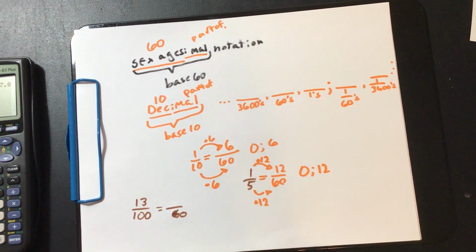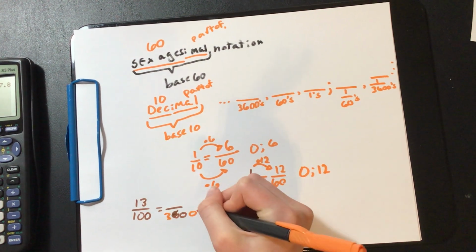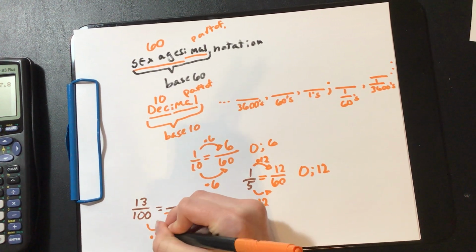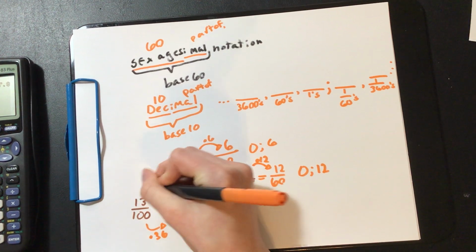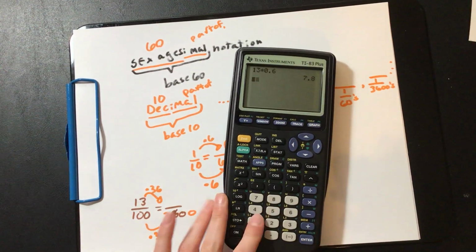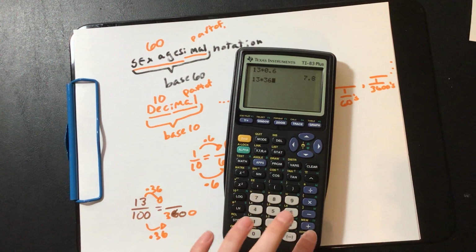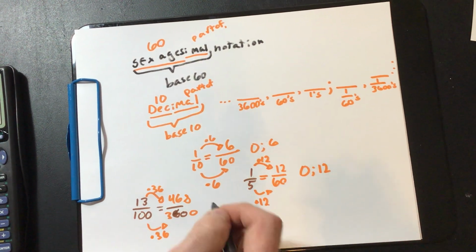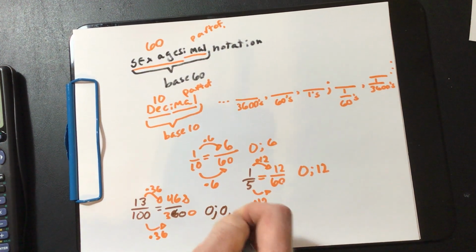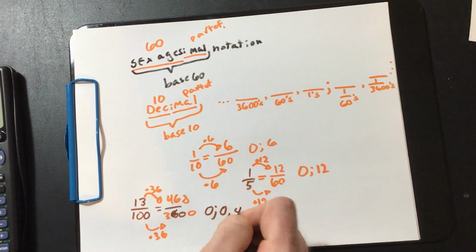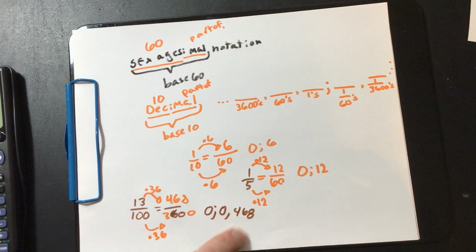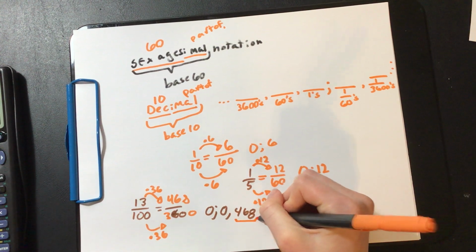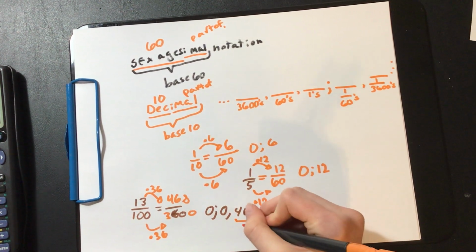Okay, so instead of using 60 there, what can you use? 3600. So that would be times 36. Now 13 times 36 is 468. Great. But we've run into another problem. Right now this would look like 0 semicolon 0 because there's no 60ths, but 468 in the 3600ths. What's the problem? Well, you can't have more than 59 in here.